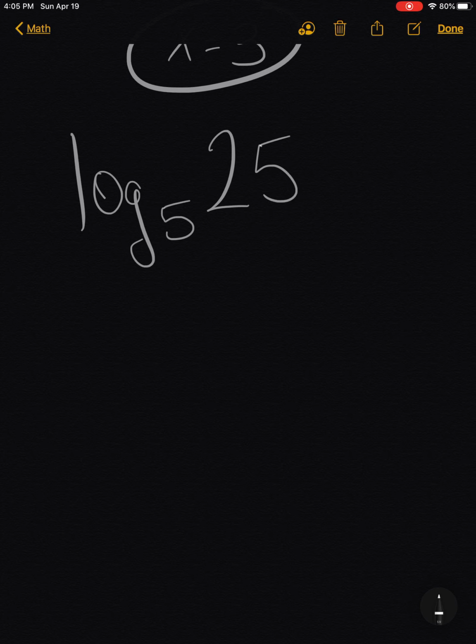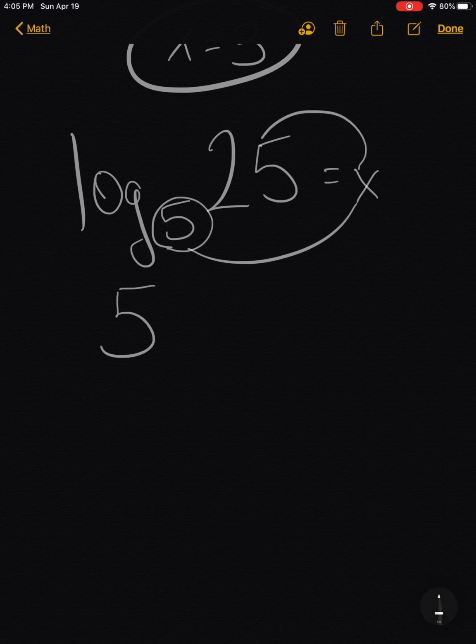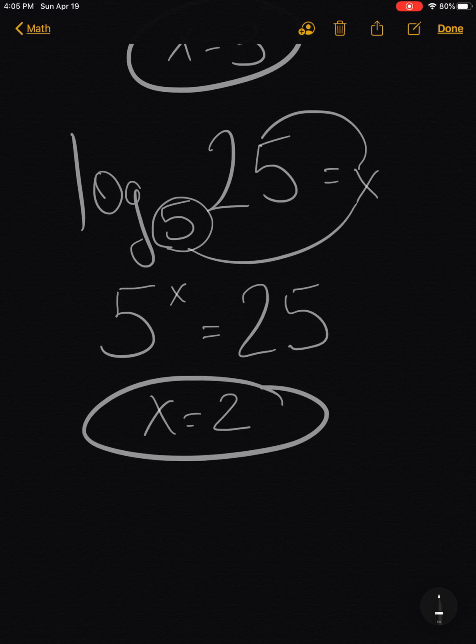So pause the video and see if you could evaluate that. Now that you've come back, let's see how you did. So I equal it to X. I'm going to use the snail method and I'm saying 5 to what power is equal to 25? That's easy. That's 2. So your answer is 2.